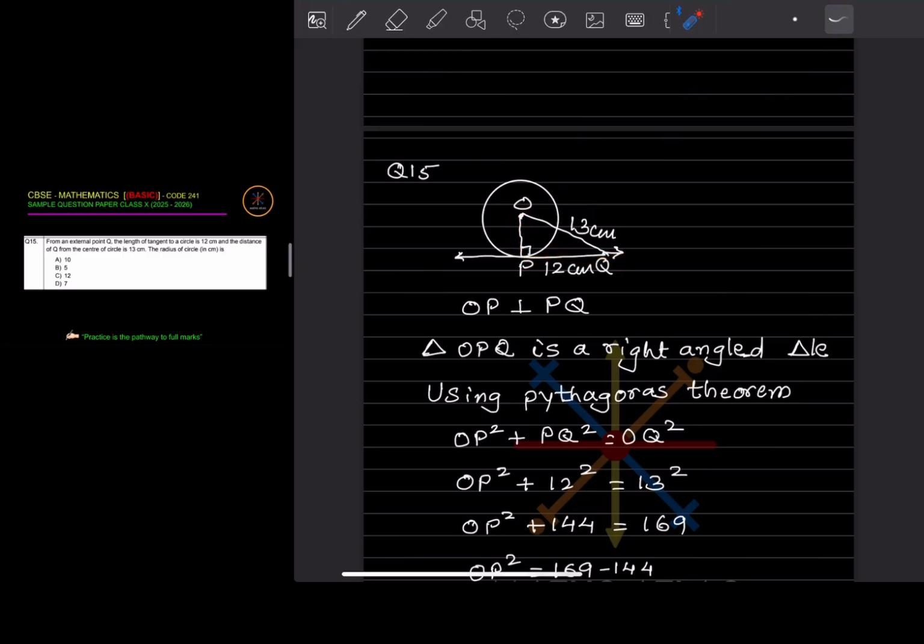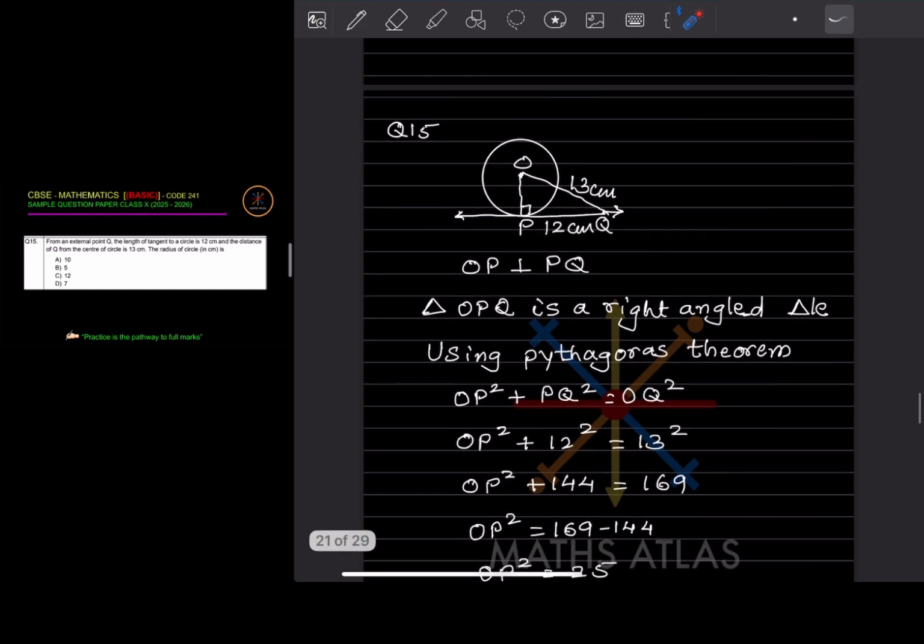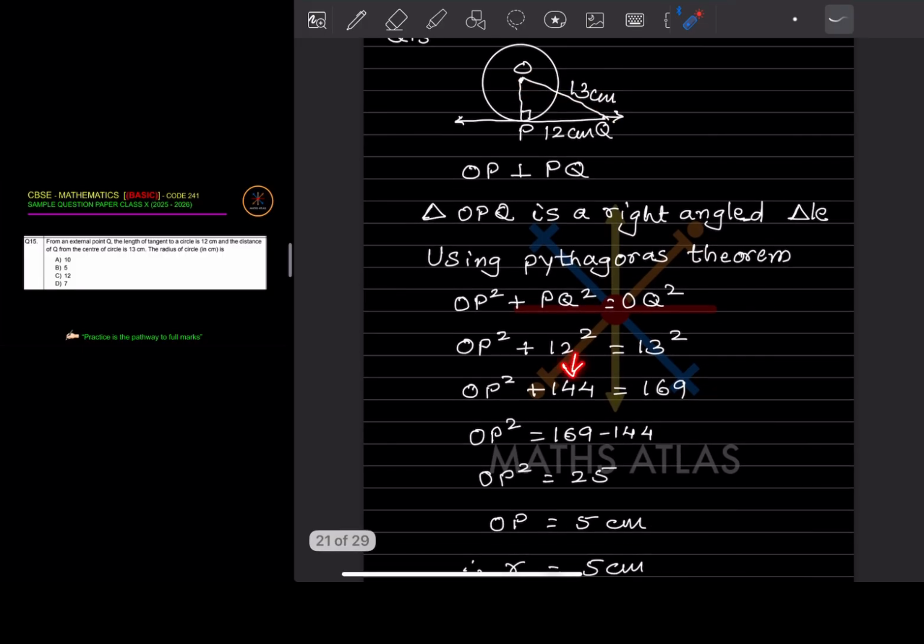Whenever there is a right angle triangle and this is 90, this is going to be the hypotenuse, this is the base and this is the height of it. So you are going to use the Pythagoras theorem. Using Pythagoras theorem, OP square plus PQ square, or we can say PQ square plus OP square, both are the same, and that is the hypotenuse square, OQ square. This is what you have to remember. So OP square, and PQ square is given as 12 square and OQ is given as 13, which is 13 square. So OP square plus 144 is 169.